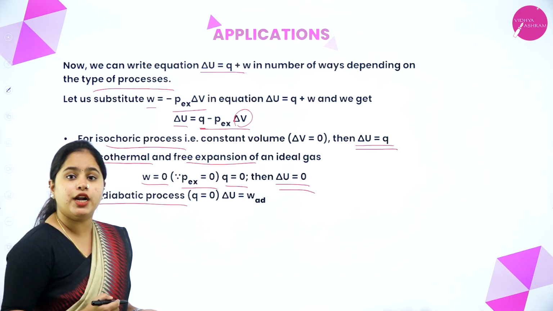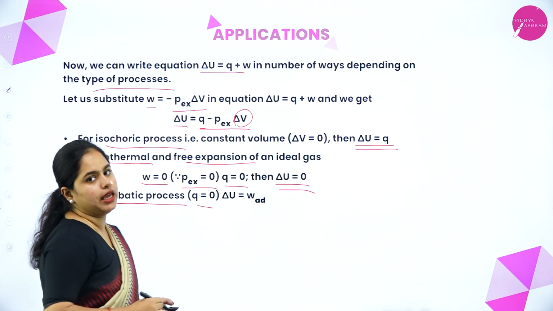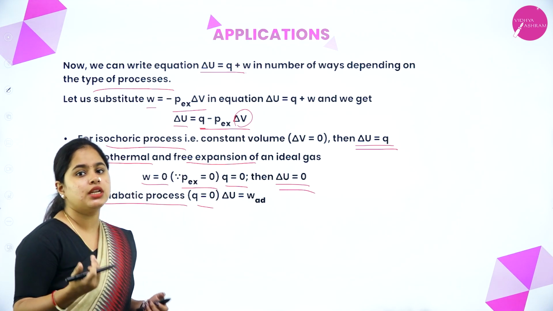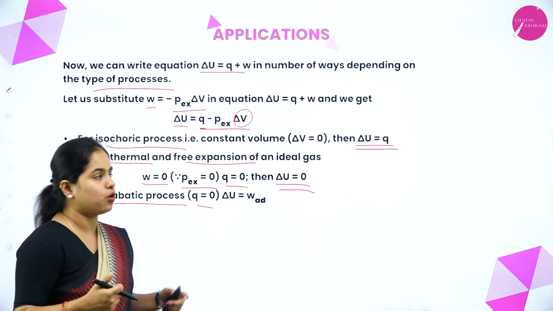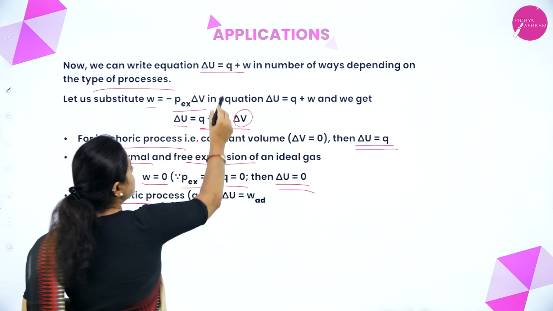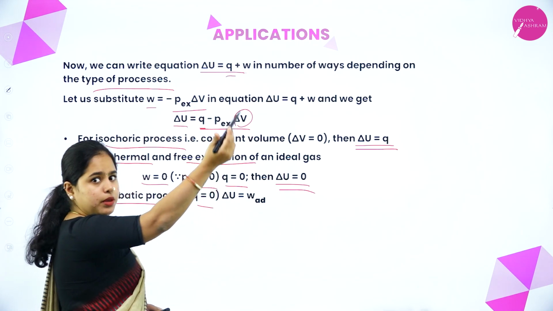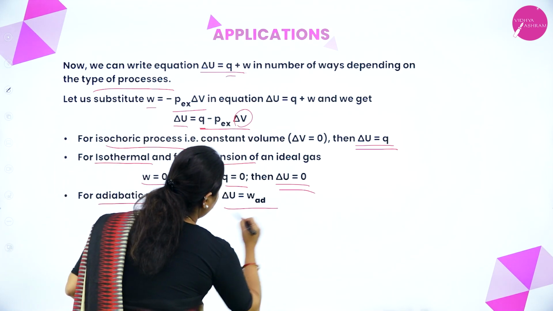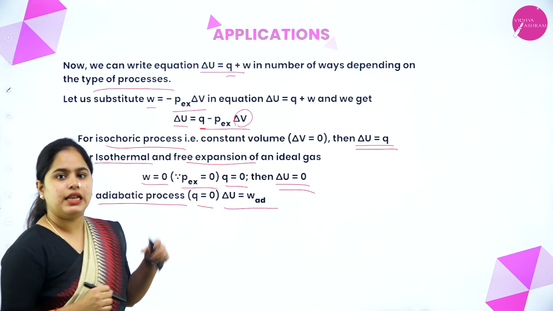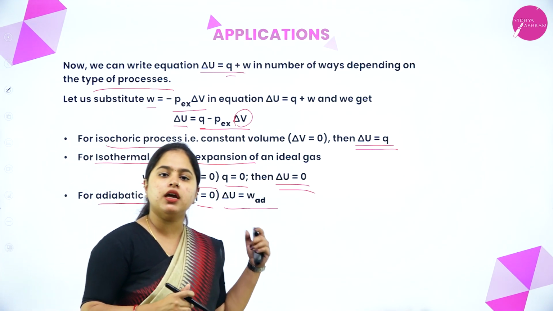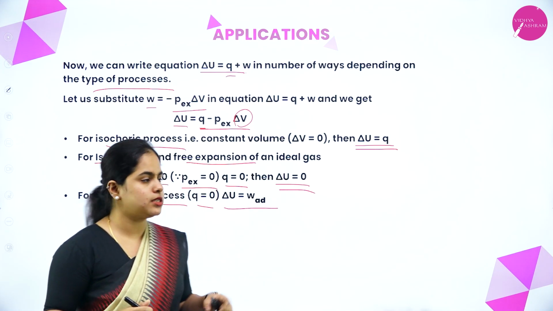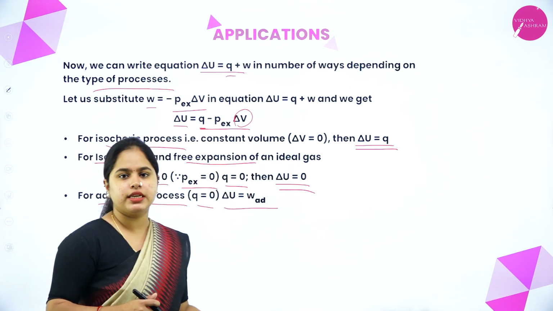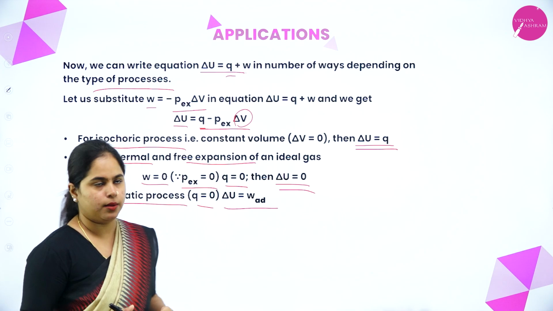We know that for an adiabatic process, Q will be equal to 0. There won't be any change in heat. So what happens to the equation? This term becomes 0, which means delta U will be equal to W. So delta U will be equal to the work done in an adiabatic process. So depending on the different thermodynamic processes, the equation keeps changing for the first law of thermodynamics, right?